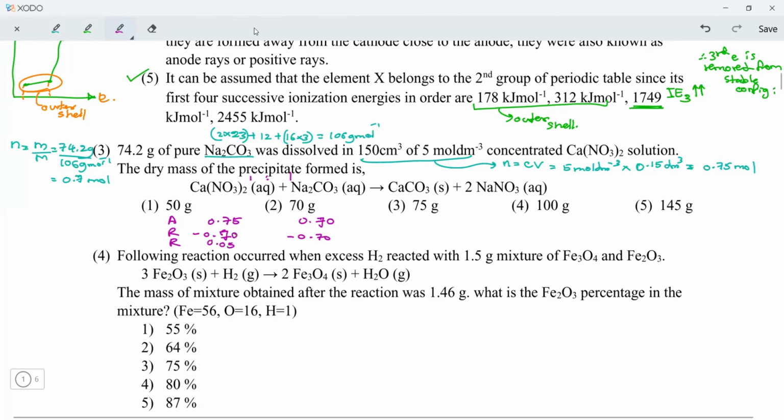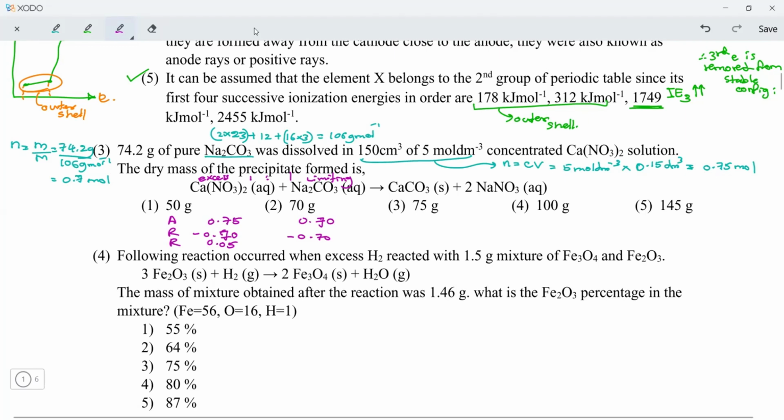So 0.05 will be remaining from calcium nitrate. That will be the excess reactant. And this will be the limiting reactant for this particular instance. It's not something fixed. You can make sodium carbonate also excess if you add a little bit more.